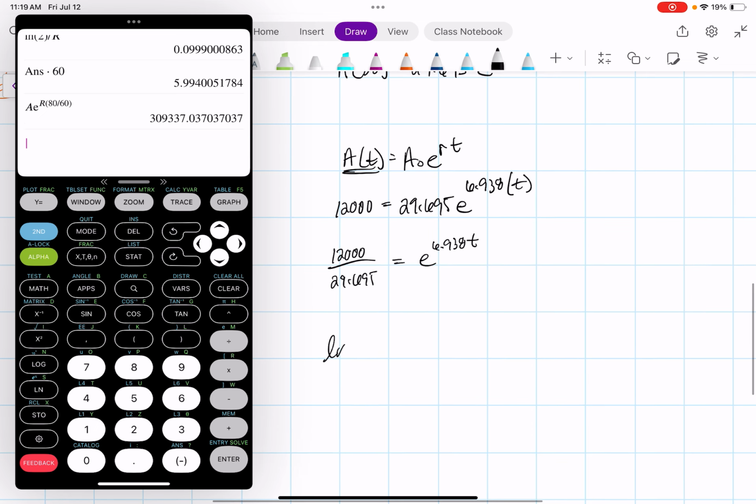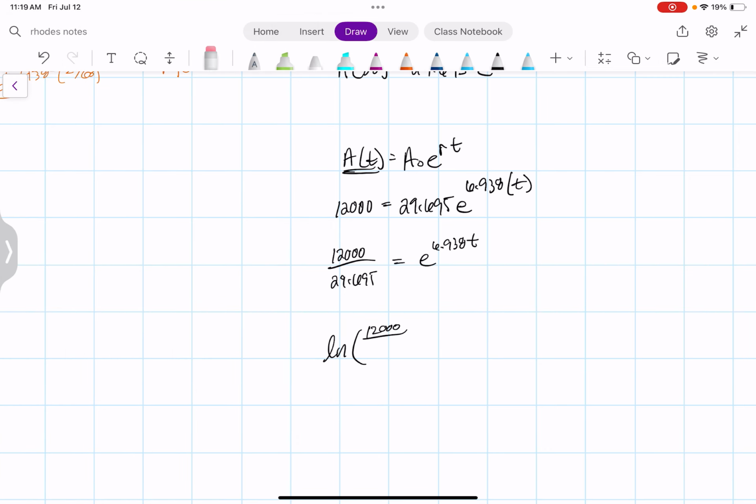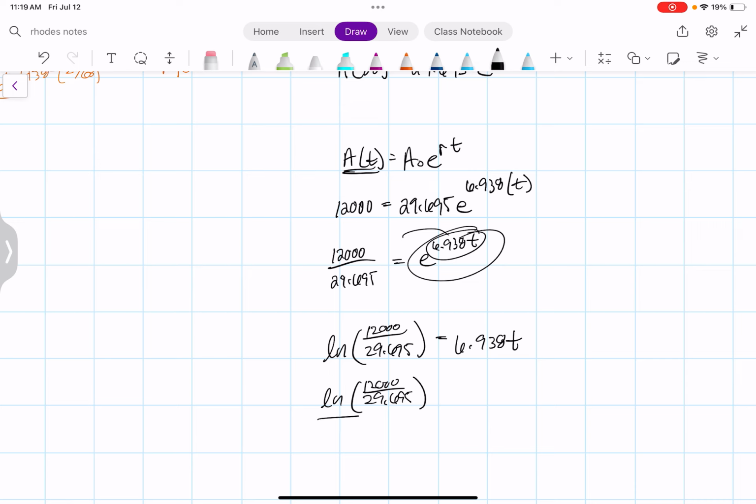I'll natural log both sides. If I take the natural log of that side, it's going to take the exponent out front and leave me ln of e, which is just the 1. So I'll leave it this way. Now I divide by 6.938. So I go ln of 12,000 over 29.695, divided by 6.938, is equal to t.